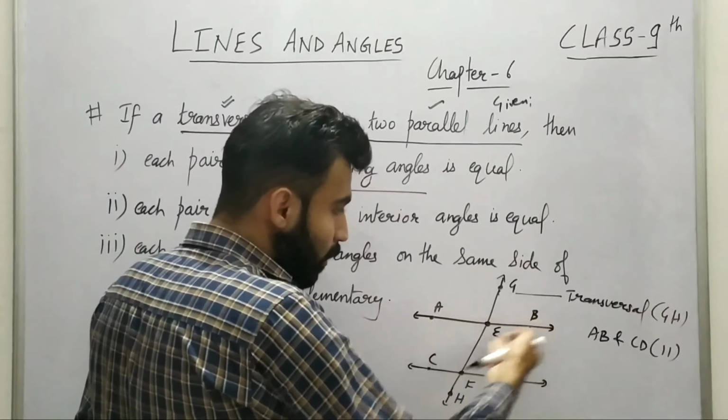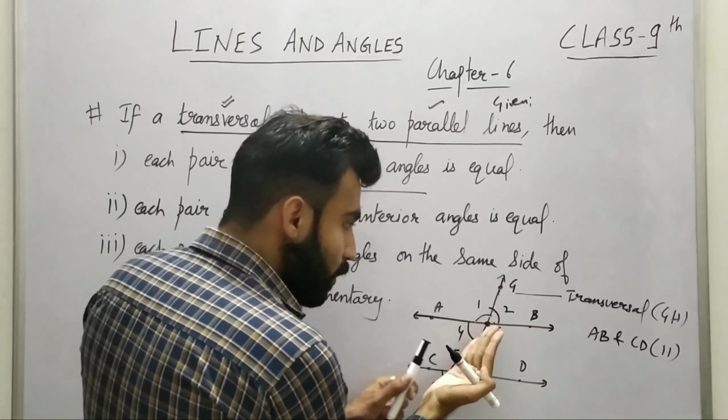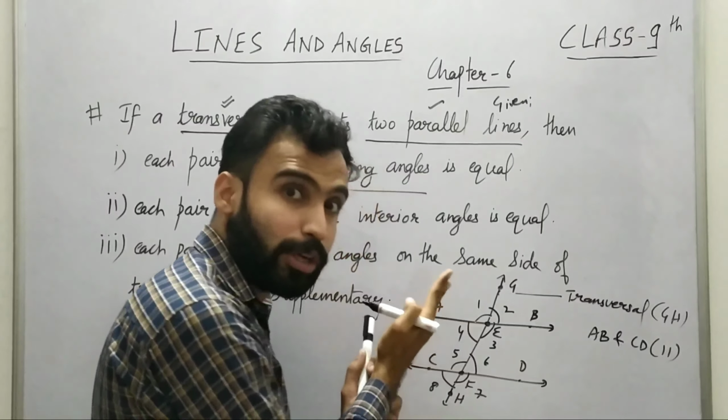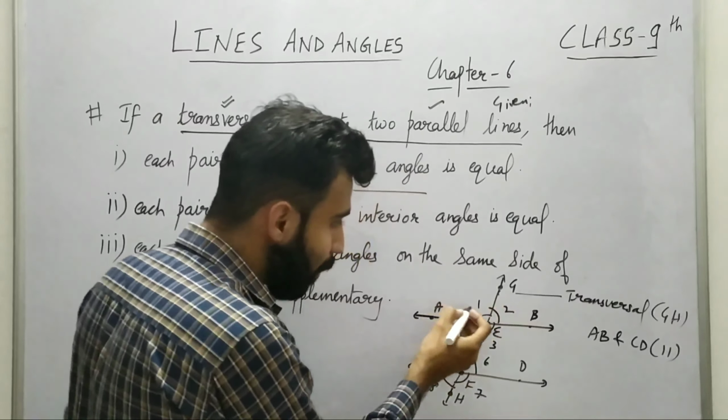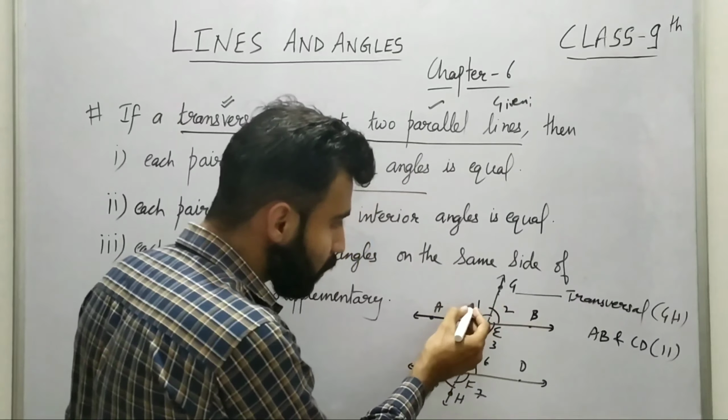Now corresponding angles are those angles formed by the transversal on the same side. So I am going to take a pair of angles. Let me tell you by the numbers here. Angle 1 and angle 5 are corresponding angles.